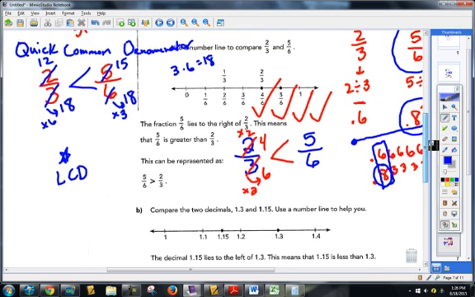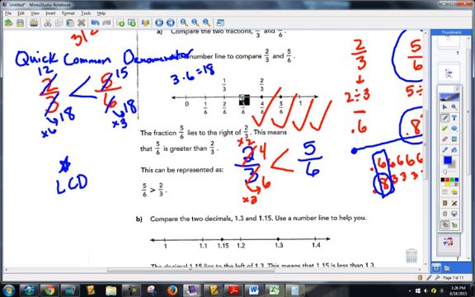Okay? On a number line, that's all they're showing you here. That you could put them on a number line also. But that kind of involves this process of finding a common denominator and then putting them on the number line that way, and whichever one's further to the right, that's going to be your greater one. Okay?